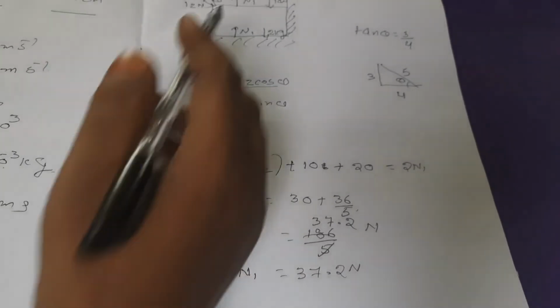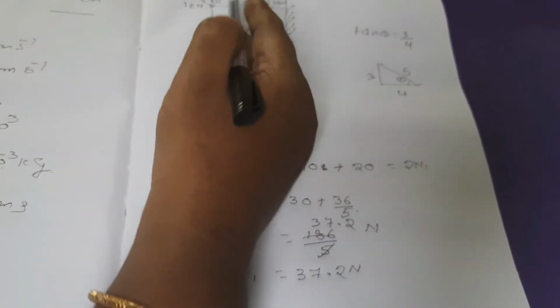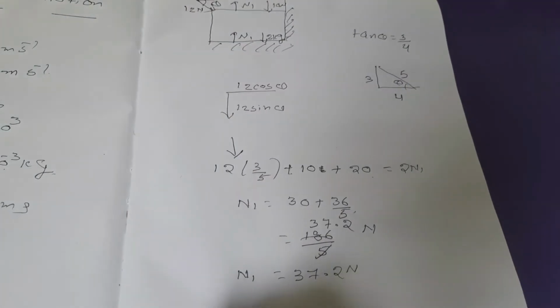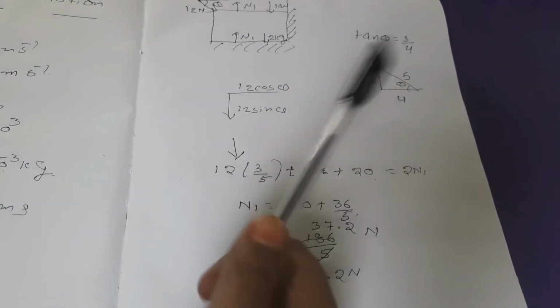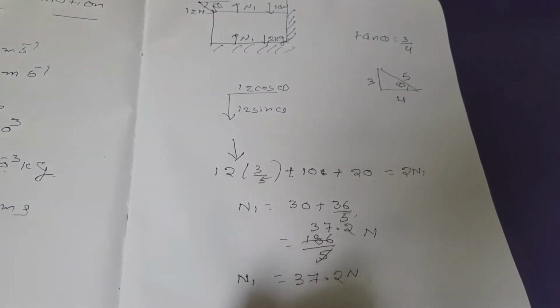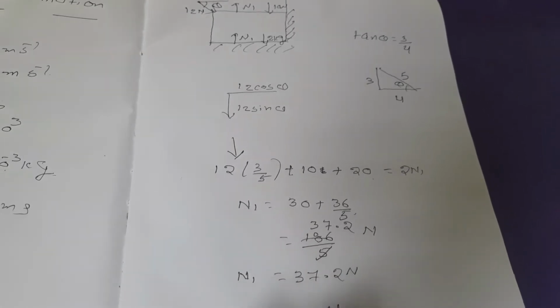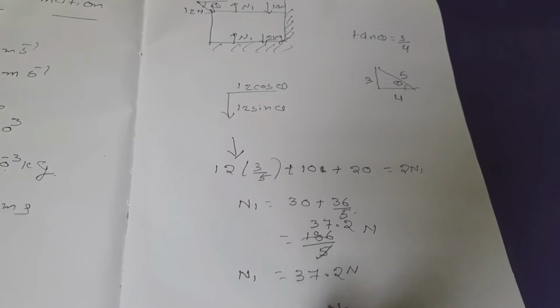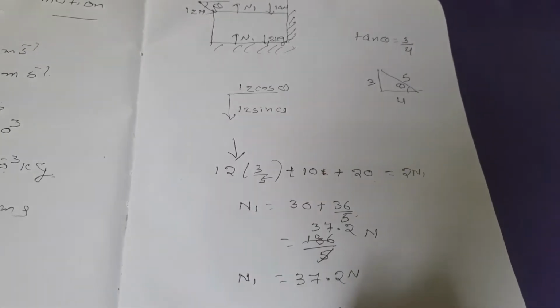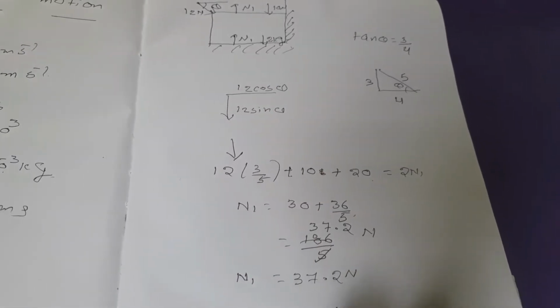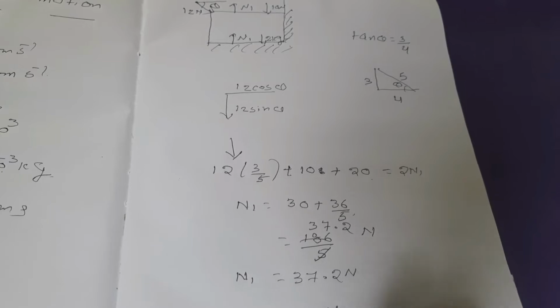And next, N2. From this also we have to find it clearly. The horizontal force is 12 cos theta, which is acting normal to the second surface. So N2 equals 12 cos theta. N2 is 12 into 4 by 5, since cos theta is 4 by 5. After simplification, 48 by 5.